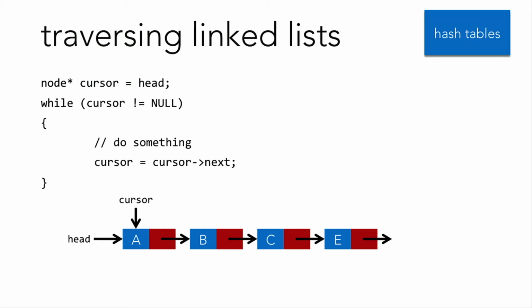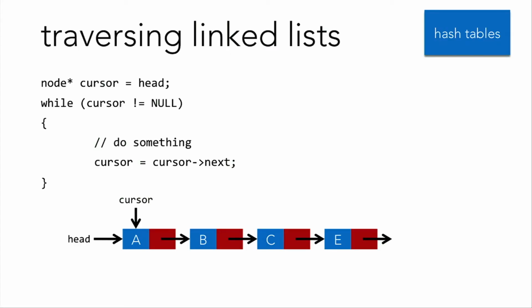Looping until cursor is null, we can conduct certain processes and then advance the cursor when we need, using cursor arrow value. Remember, this is the same thing as saying star cursor, dereferencing cursor, then using the dot operator value. So updating the cursor is by assigning the cursor to cursor arrow next.